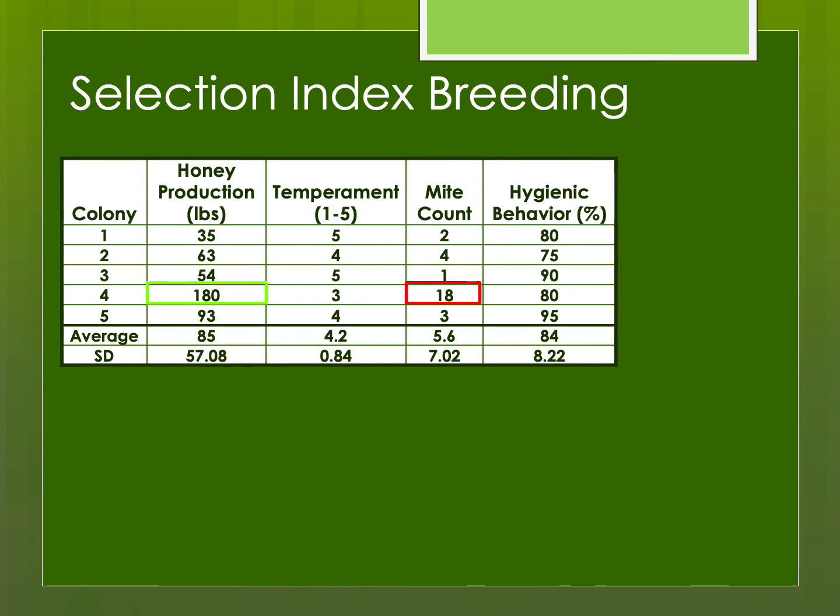If you didn't care about mites and you weren't going to breed for that, then it wouldn't matter. But if you're trying to breed for mite tolerance, sure, you want the honey production, but maybe this mite count is going to be something that's a negative towards that colony.